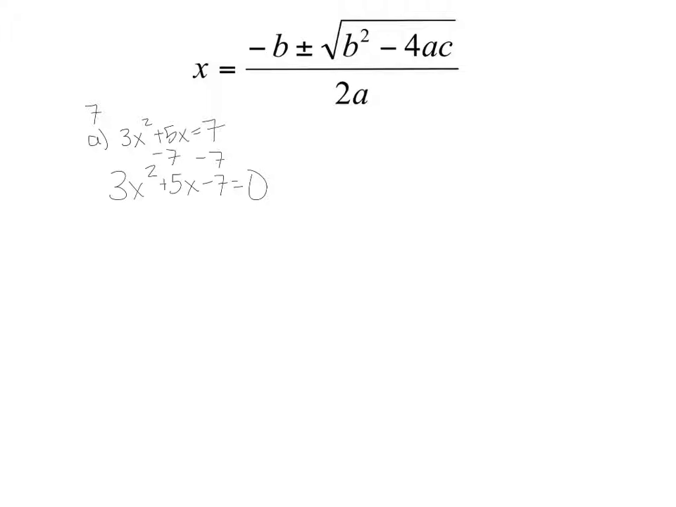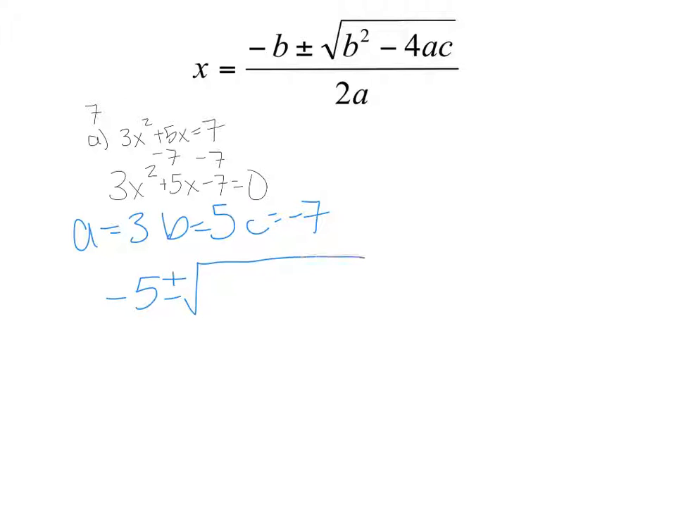We need to first identify a, b, and c. A comes from the coefficient of x squared, b comes from the coefficient of x, and c is our constant, -7. So I'm going to jot down a note. A equals 3, b equals 5, and c equals -7. And we're going to sub that in for our quadratic formula, which is listed at the top. So negative b is -5, plus or minus the square root of 5 squared minus 4 times a times c all over 2 times a.